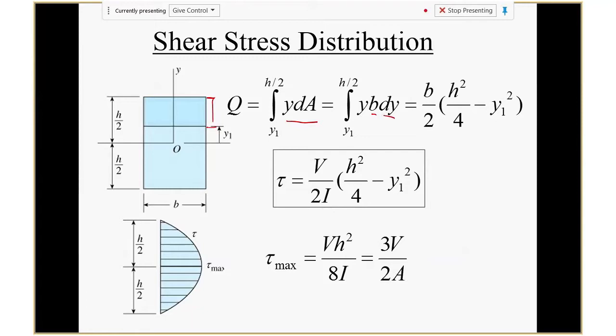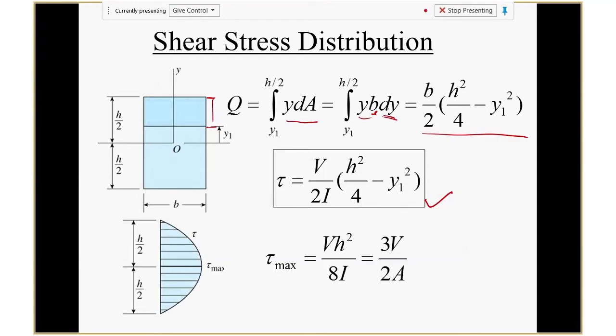Because b is a constant, you can take it out, and then you calculate the integral of y dy. That gives you y squared, so you get this equation. Therefore, for a rectangular beam, the Q expression is very simple. It's a parabolic shape. So put that in, you get this tau.